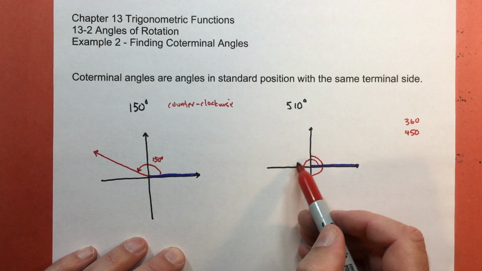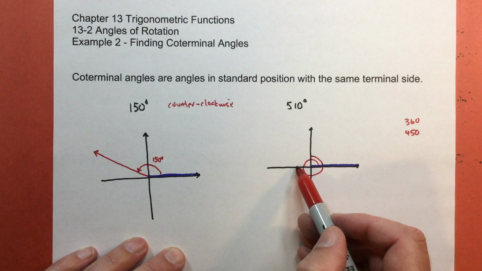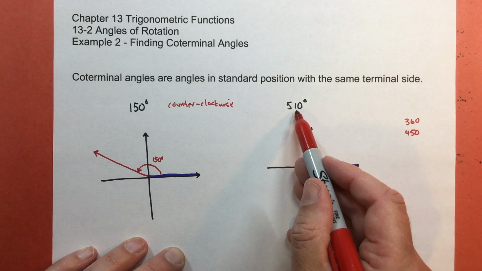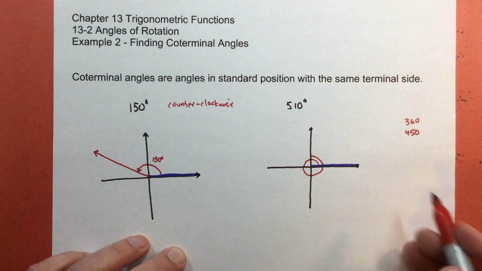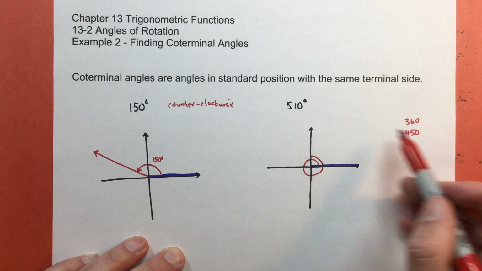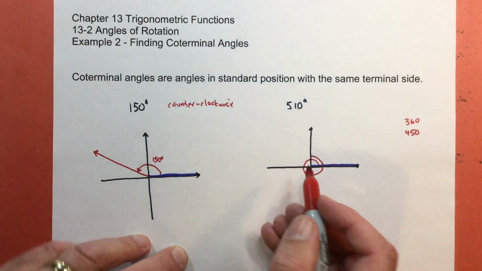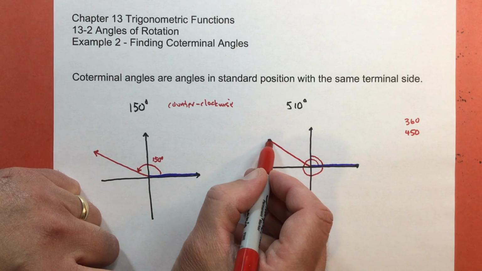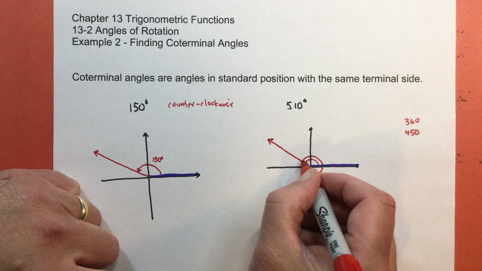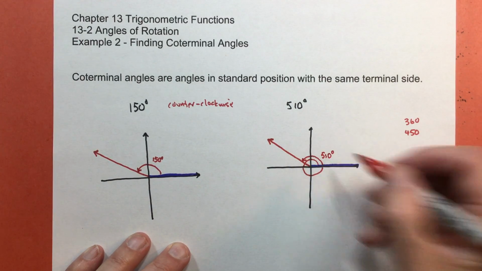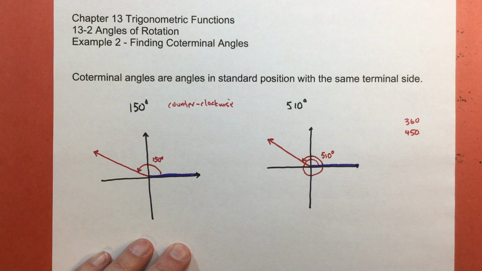If I go to the x-axis again, I'm going to end up over here at 540. I've gone past it. So what do I need to do? Let's see, 450 plus 50 gives me 500, plus 10 more gives me 510. I need 60 degrees. So if I go another 60 degrees, I have done 510, an angle of rotation of 510.